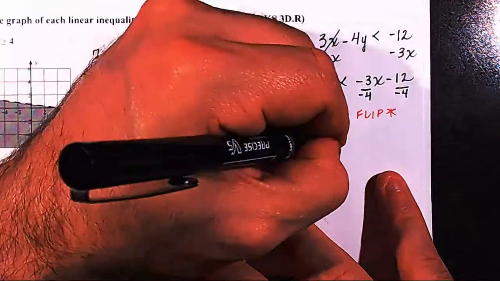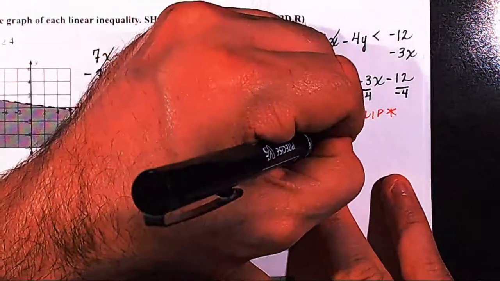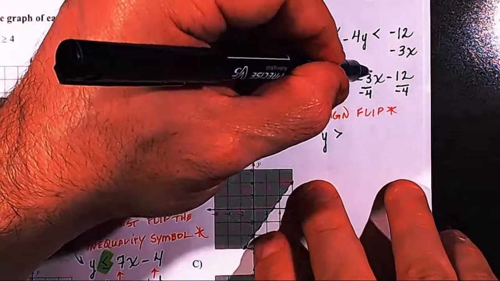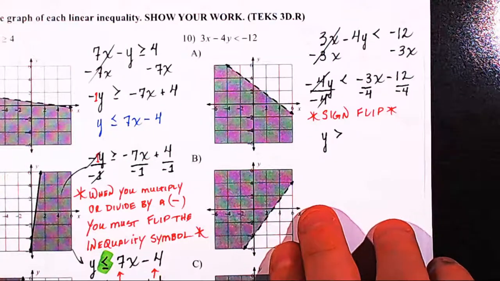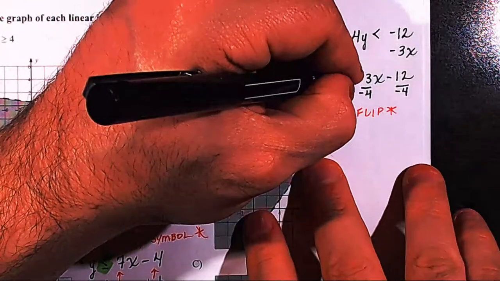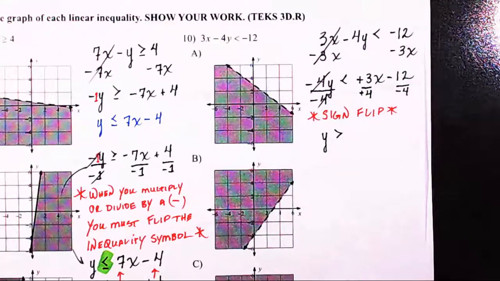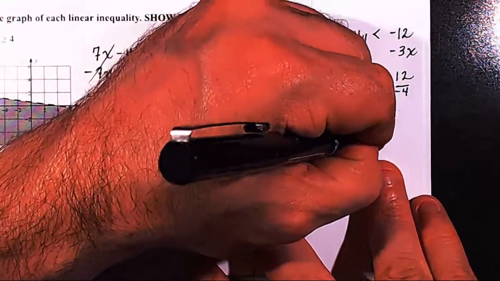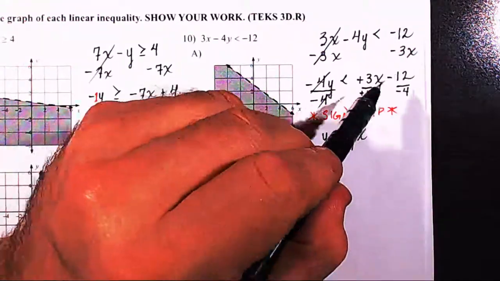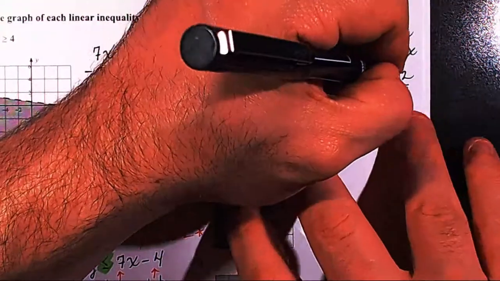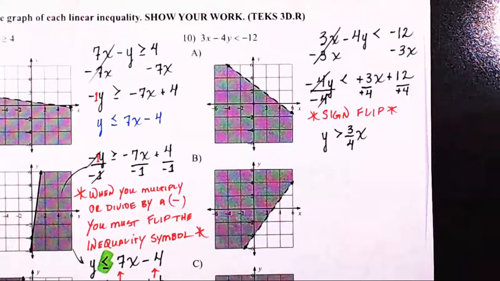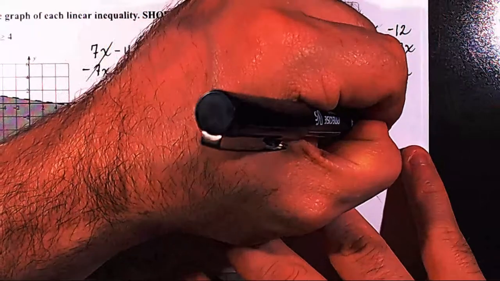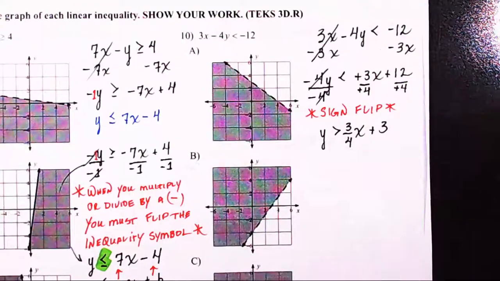So on the left, these cancel. I have y, flip the sign, greater than. Now look what I've got, negative 3 over negative 4. The negatives will cancel out. So this becomes positive 3 over positive 4. So 3/4 x. Okay, now again, I've got negative over a negative. So those negatives become positive. And 12 divided by 4 is 3. So I write plus 3.